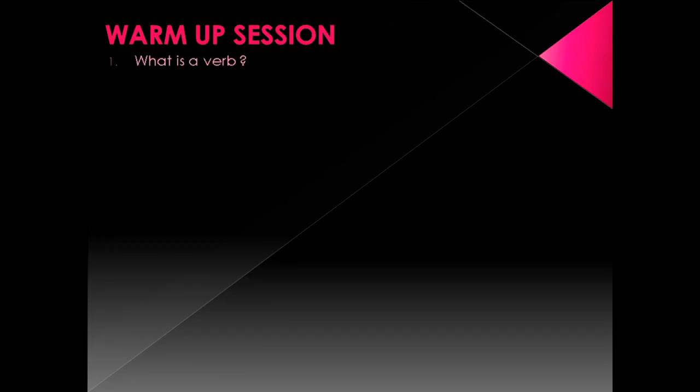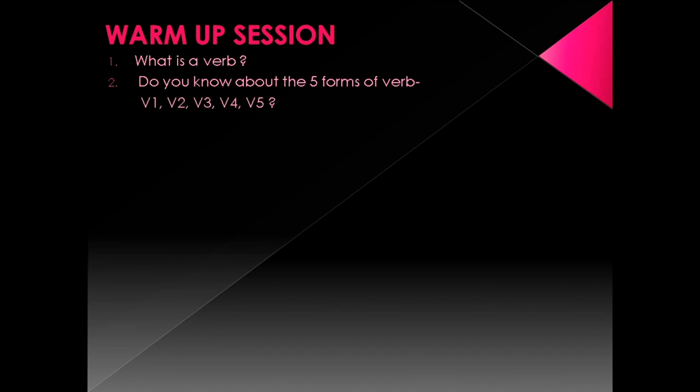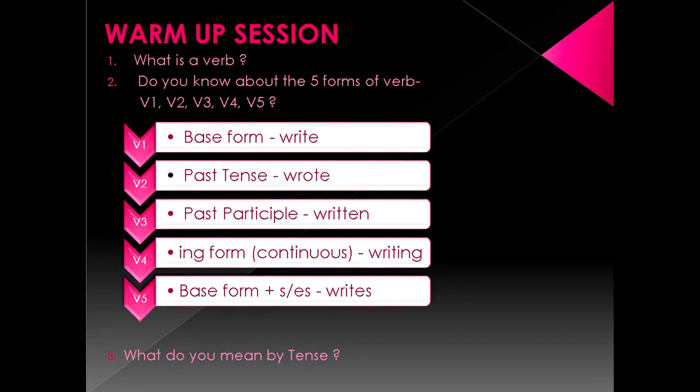The first question is, what is a verb? We know that verb is a word which shows action. So all action words are known as verbs. Now, do you know about the 5 forms of verb? Yes, they are V1, V2, V3, V4 and V5.